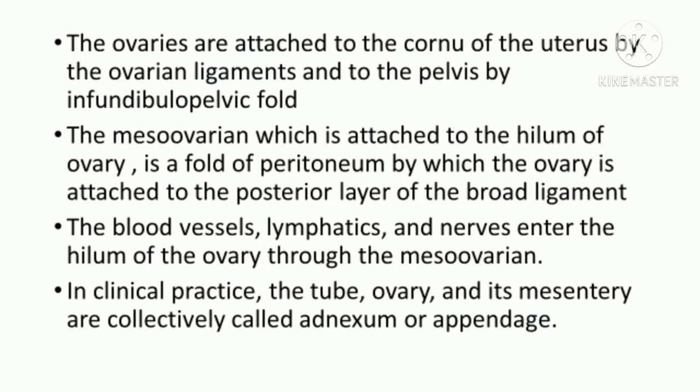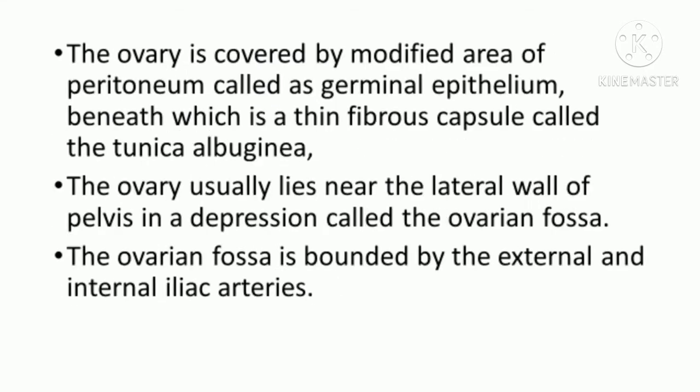In clinical practice, the tube, ovary, and its mesentery are collectively called adnexa or appendages. The ovary is covered by a modified area of peritoneum called germinal epithelium, beneath which is a thin fibrous capsule called the tunica albuginea. The ovary usually lies near the lateral wall of the pelvis in a depression called the ovarian fossa. The ovarian fossa is bounded by the external and internal iliac arteries.